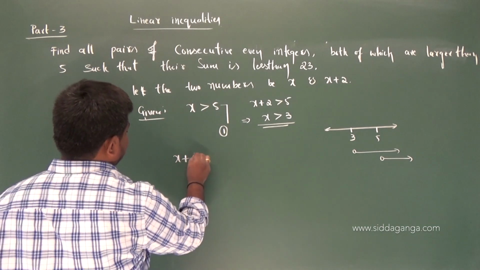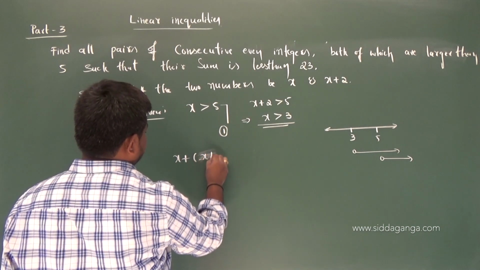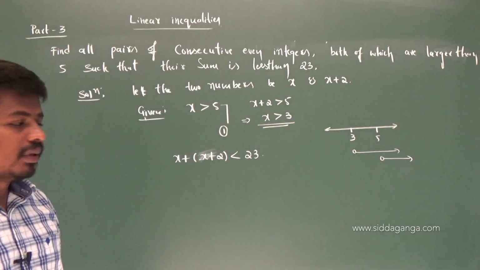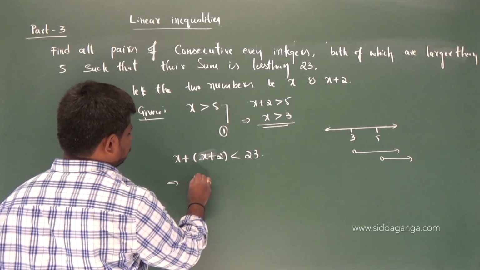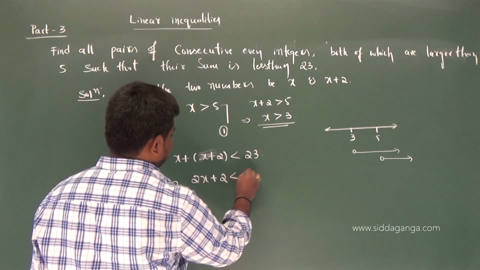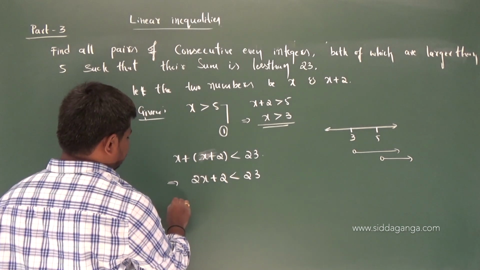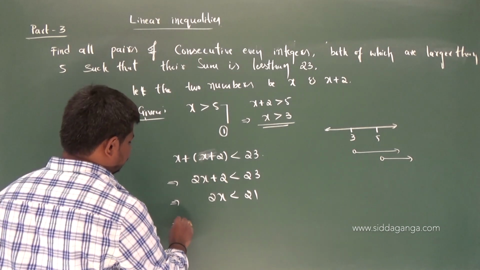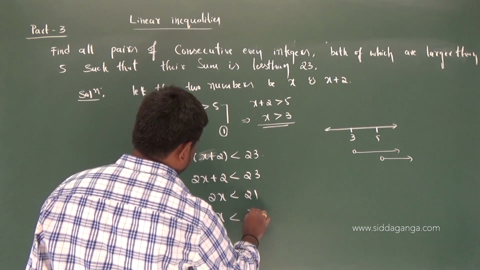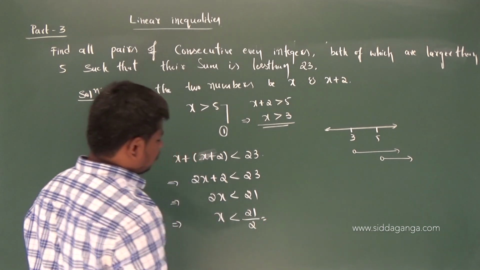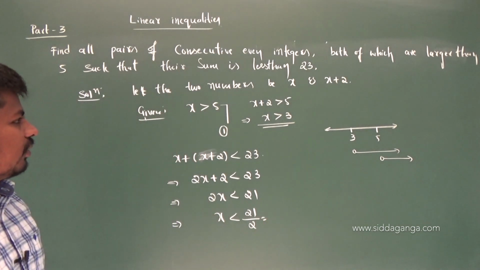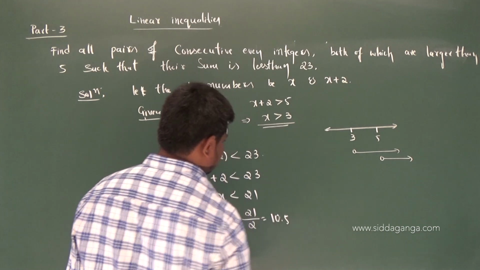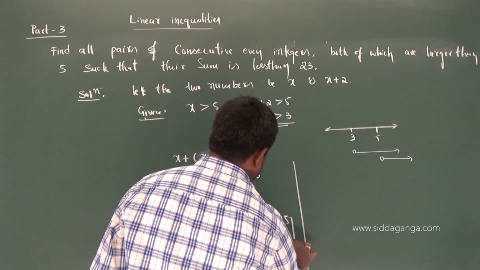Now second thing is the sum of these two numbers is less than 23. You mean x plus x plus 2 is less than 23. This is the given condition. So now let's solve this. You get 2x plus 2 less than 23. Then this gives 2x less than 21 by adding minus 2 on both sides. This gives x less than 21 by 2. Dividing by 2 on both sides, you get 10.5. So now this is statement 2.